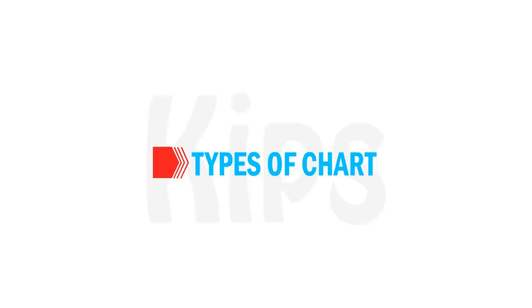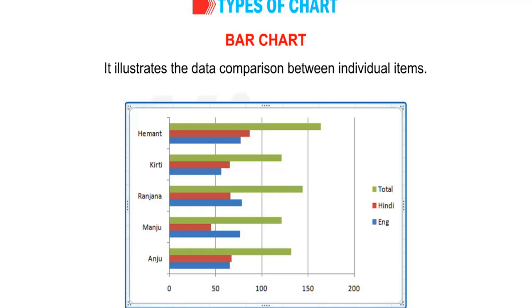Next point we will see is types of chart. MS Excel offers a wide range of charts to interpret data. These charts share some common features which assist users to comprehend the data logically. The first one is bar chart. It illustrates the data comparison between individual items. You see here different bars. It displays data in the form of long rectangular bars. That is why it is called bar chart.